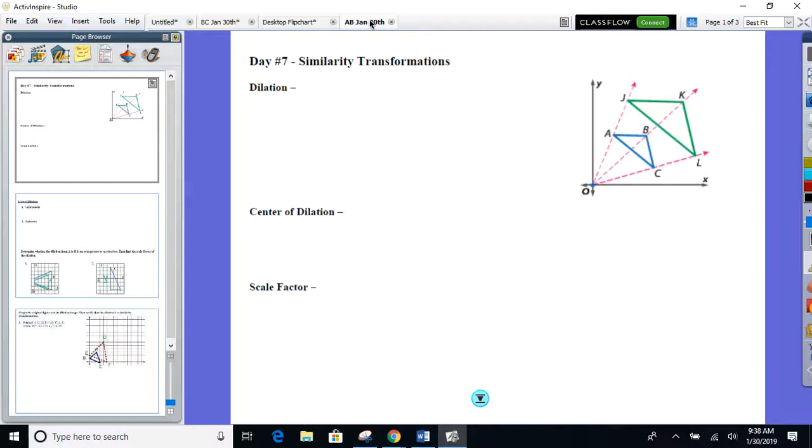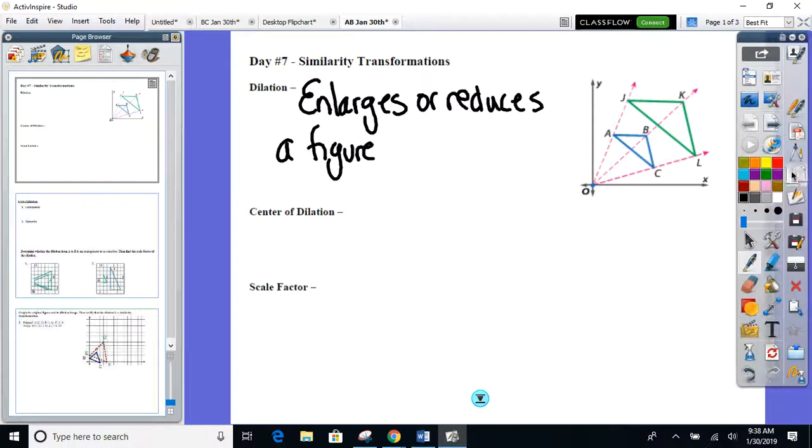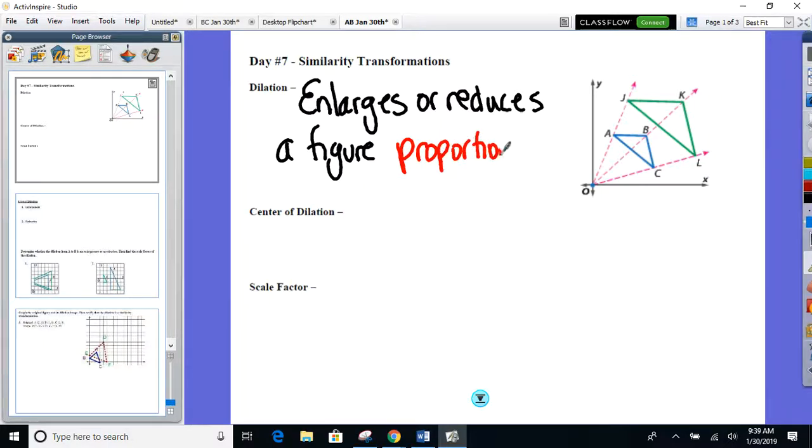And what's a dilation? It enlarges. Does it always have to enlarge? No. It could also reduce a figure. Here's the key, though. It does that proportionally. Meaning, what about their sides? They should be in the same ratio. When I dilate a figure, the sides are in the same ratio.